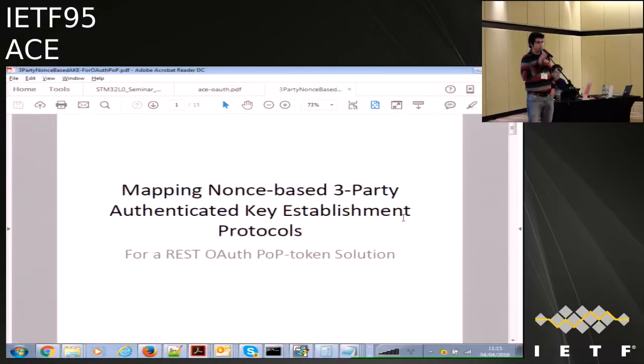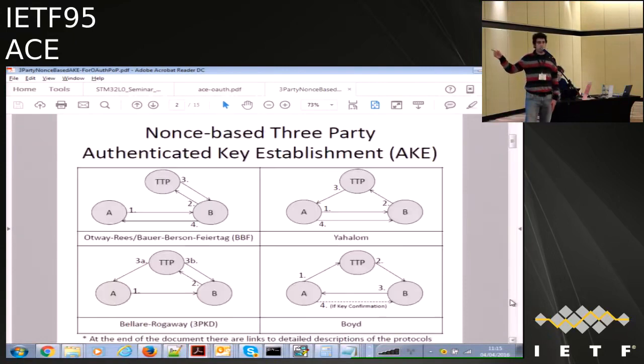So with the proof of possession token, we can have a symmetric key associated to the token. There are already authenticated key establishment methods that aim to achieve that. So basically, I took the nonce base. Can we go to slide number two? These are well-known authenticated key establishment methods using a third party and that use nonces. My aim was to avoid the use of timestamps.